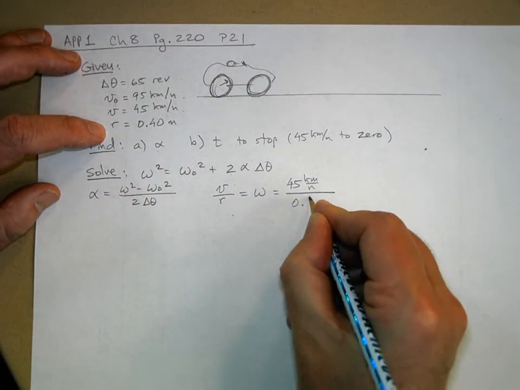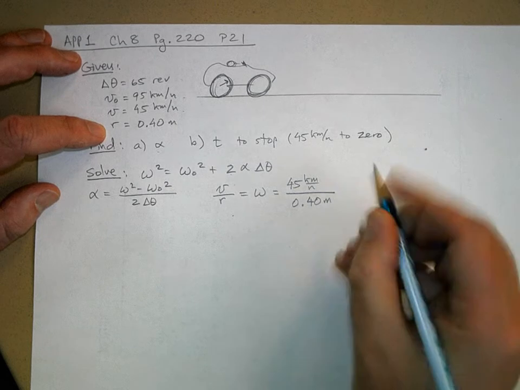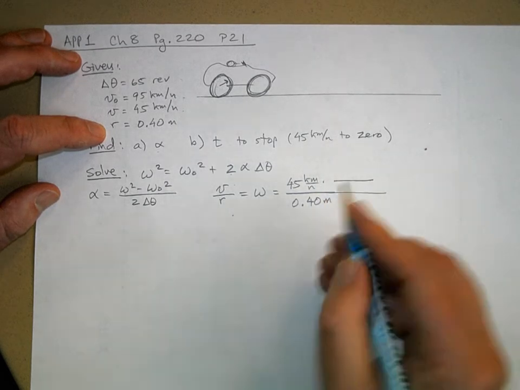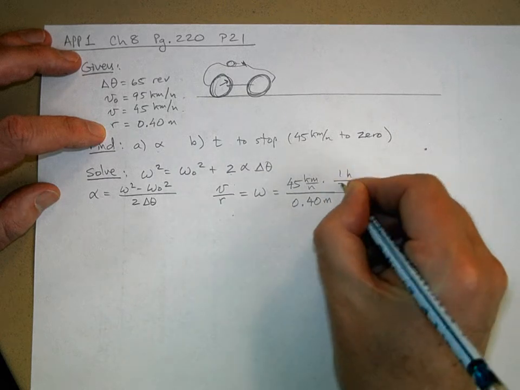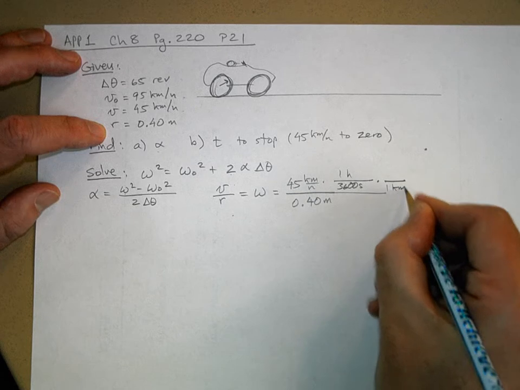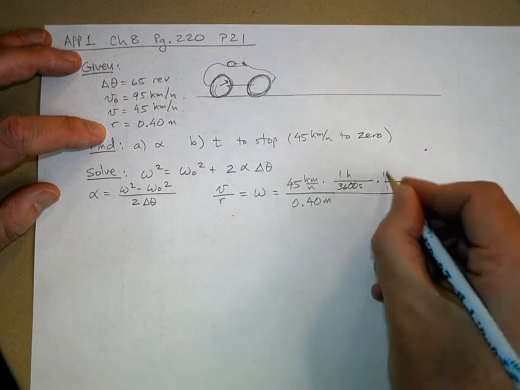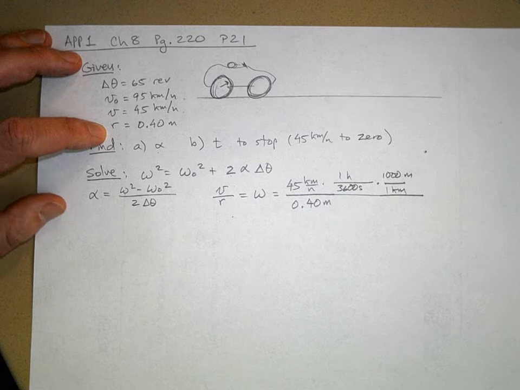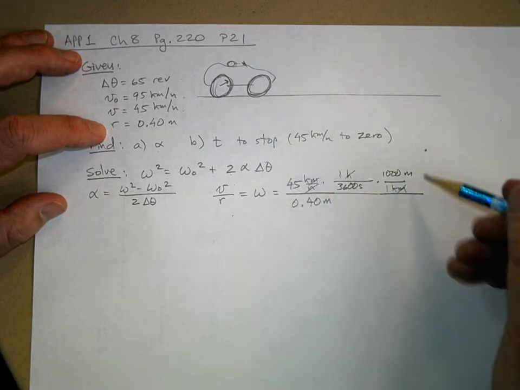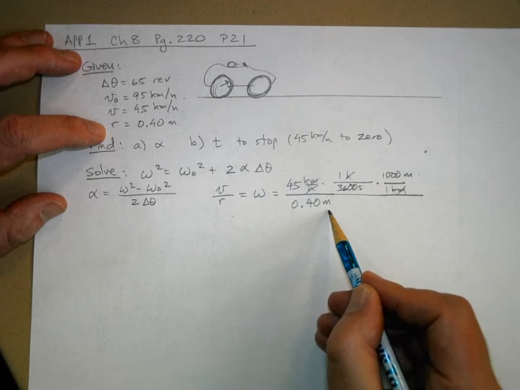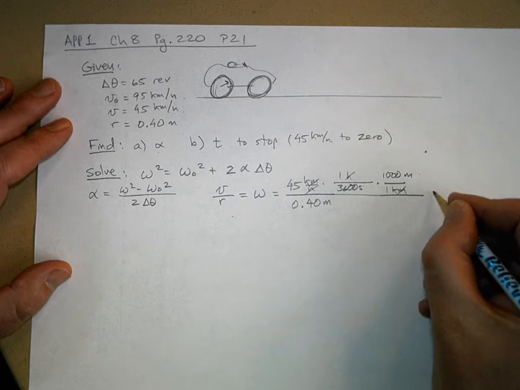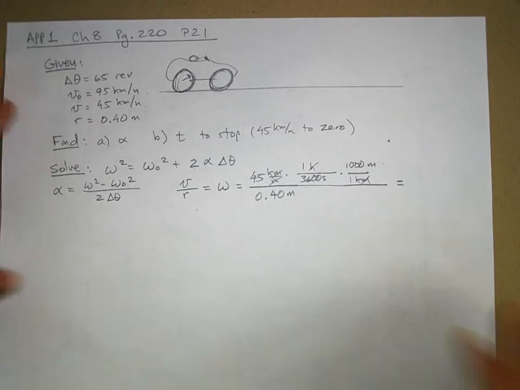So this is going to be 0.40 meters. Now, here's what I've got to do. I've got to convert this to meters per second. So I know in 1 hour there's 3,600 seconds, and in 1 kilometer there's 1,000 meters. Now I cancel everything out. Kilometers cancel, I'm left with meters per second. And then I'm going to divide by meters, and that gives me per second, which is radians. So now I'm ready to figure out the final angular velocity.